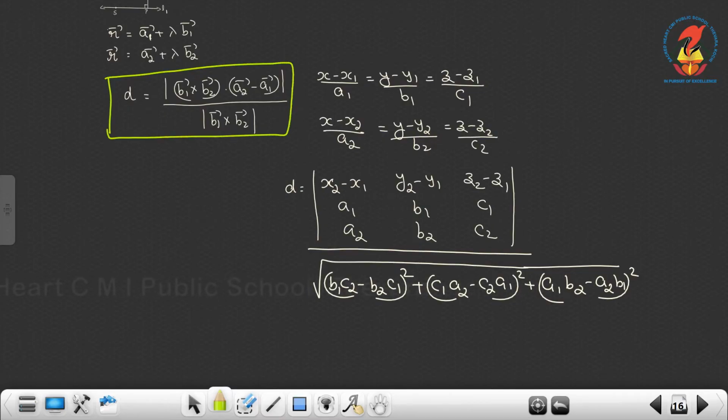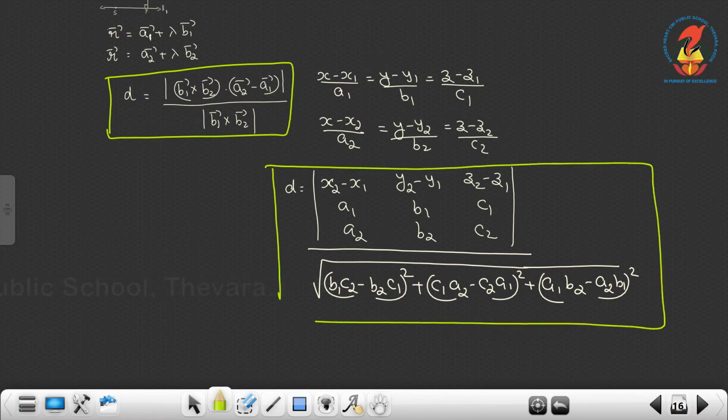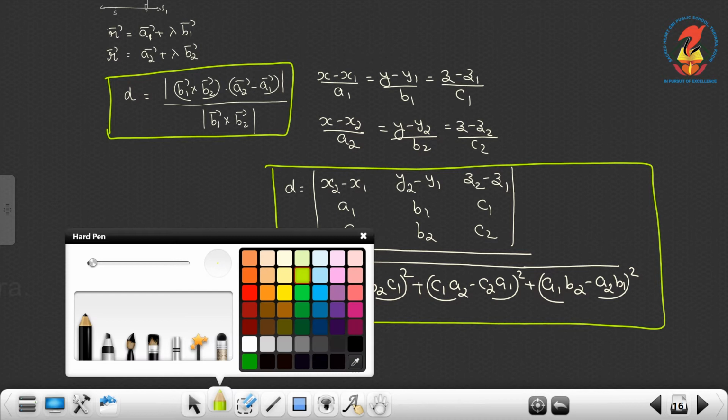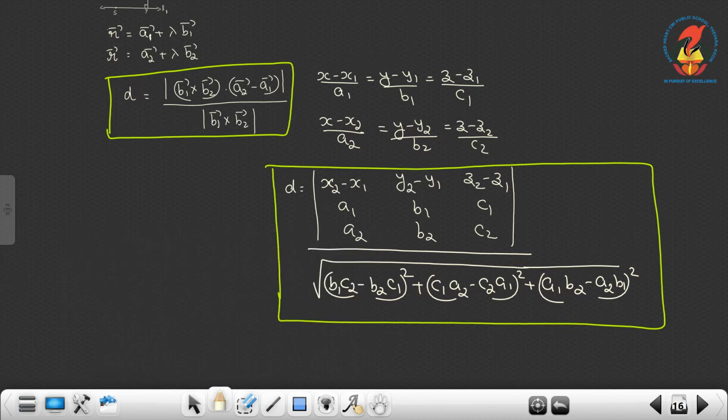So this is the distance between two skew lines, the vector form and the equations in Cartesian form. And put the modulus symbol also. If this determinant value is negative, the distance is always positive, so put the modulus symbol. If you get negative, you have to write it as positive.